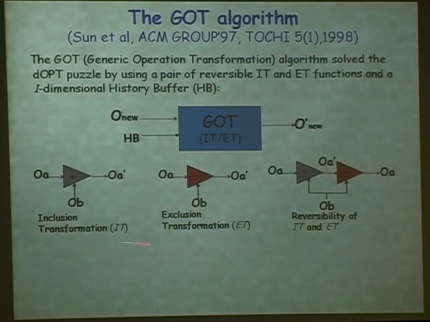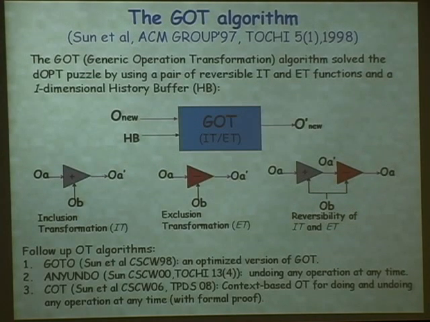And we must ensure these two functions are reversible in the following sense. When OA transforms inclusively against OB, and then exclusively against the same OB, we should be able to get the original operation back. And since this work, we had a number of follow-up work on top of the GOT algorithm.